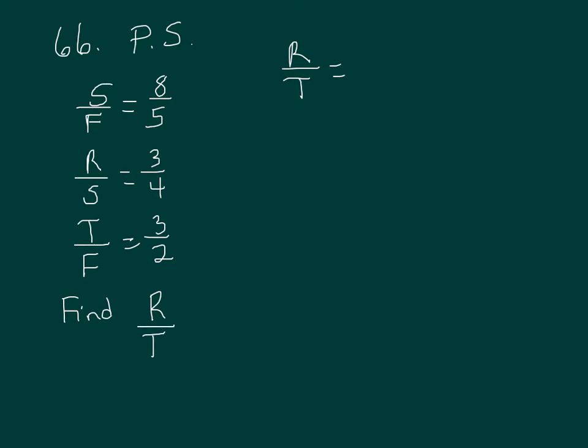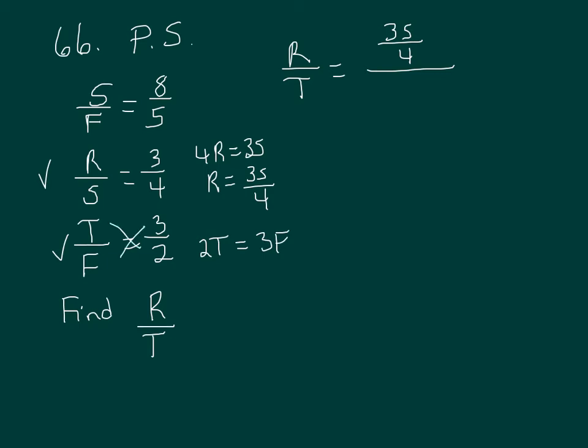R is, let's take this equation and solve for R. That would be 4R equals 3S. So R equals 3S over 4. So that's 3S over 4, all over. Now what is T? T's in this bottom equation, and it's 2T equals 3F. By the way, I'm cross multiplying. That's what I'm doing. So that means T is 3F over 2. Now that's a complex fraction.